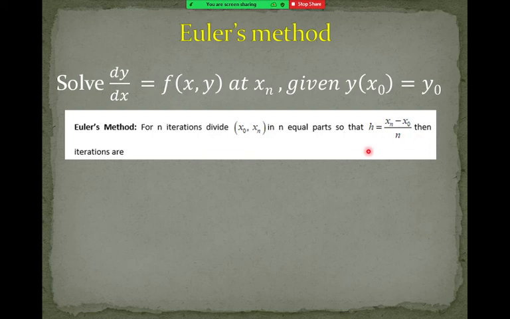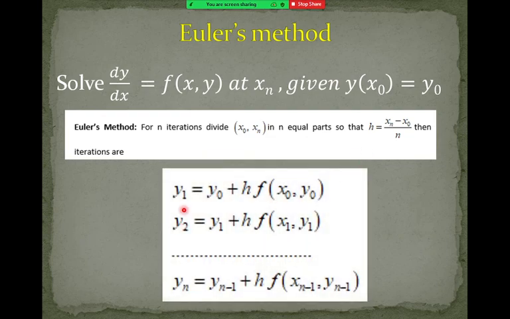So come to the iterations now. Iteration formulas that you should remember. So first iteration is y1: y1 equal to y0 plus h f of x0, y0. So we get, can anyone tell me, this value of y1 will be at x equal to x1, obviously, is it? Yes, sir. Yeah, correct.